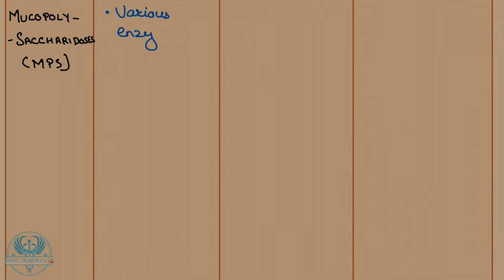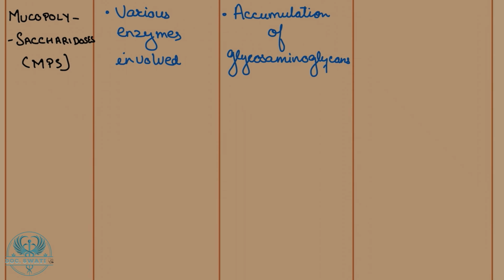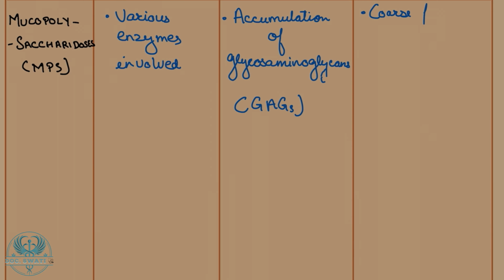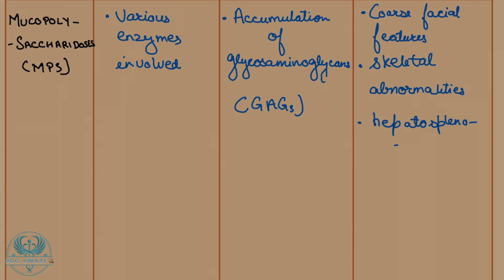Moving ahead, let's talk about our next lysosomal storage disease, which is mucopolysaccharidosis, MPS. In MPS, there is an involvement of various enzymes. In this, we observe an accumulation of glycosaminoglycans. The key clinical features include coarse facial features, skeletal abnormalities, hepatosplenomegaly, and developmental delay.